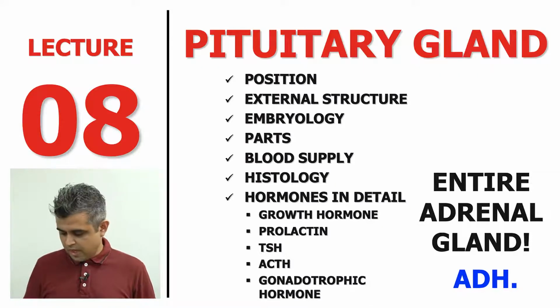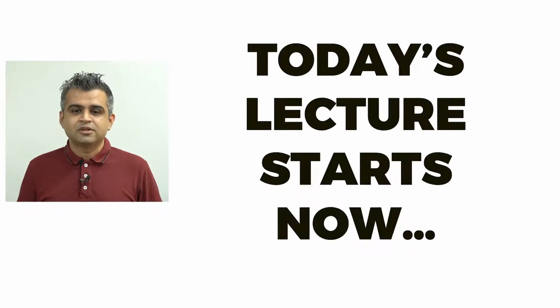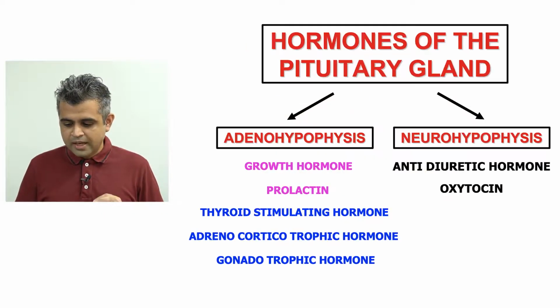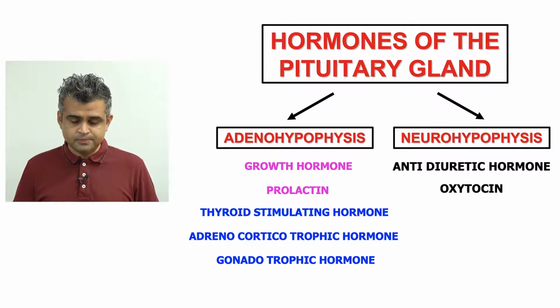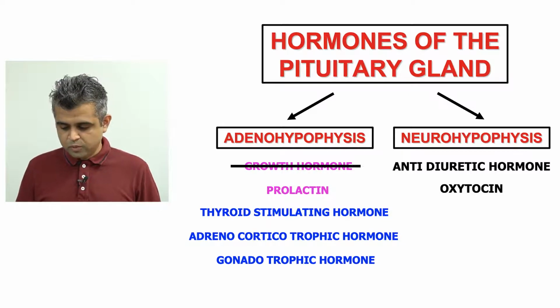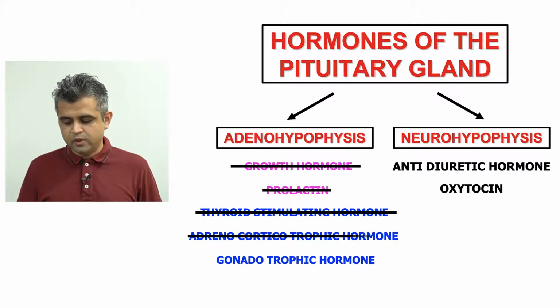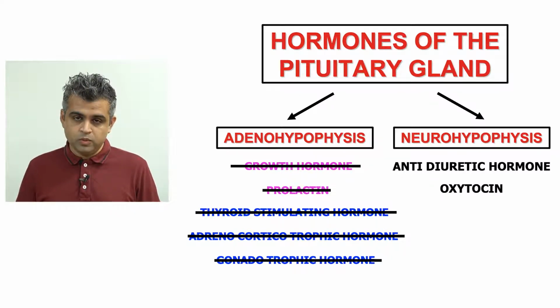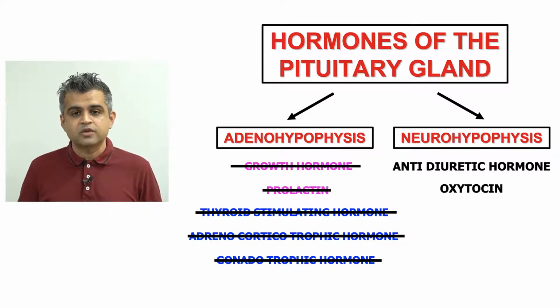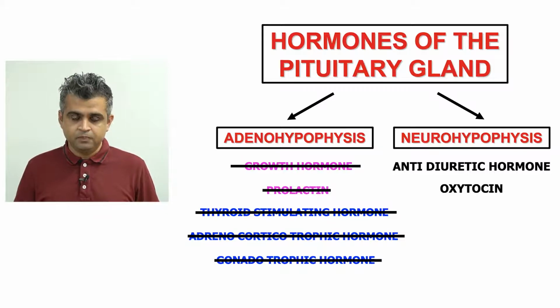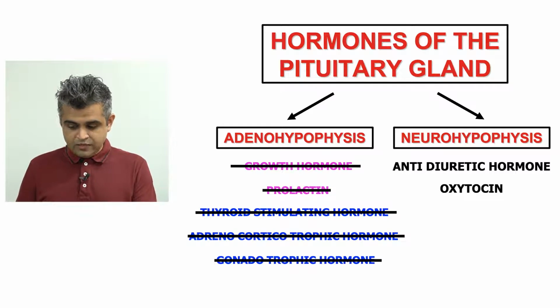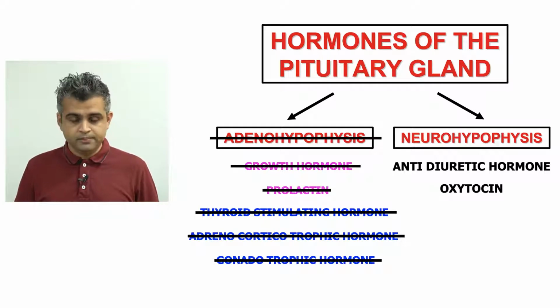So with all of this out of the way, today's lecture starts now. All right. So as far as hormones of the pituitary gland are concerned, we have finished off growth hormone, prolactin, thyroid stimulating hormone, adrenocorticotrophic hormone, gonadotrophic hormone, and all these hormones belong to the anterior pituitary. They were secreted by the acidophils and the basophils of the anterior pituitary. So as far as the anterior pituitary is concerned, all the hormones are done.